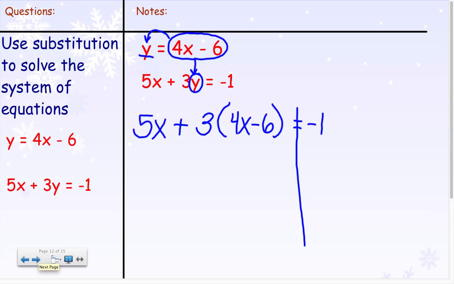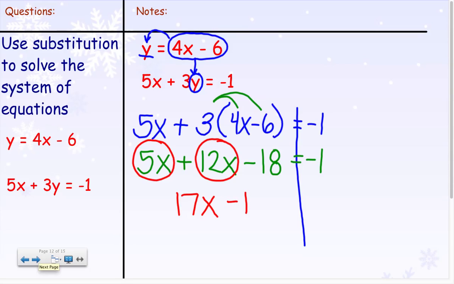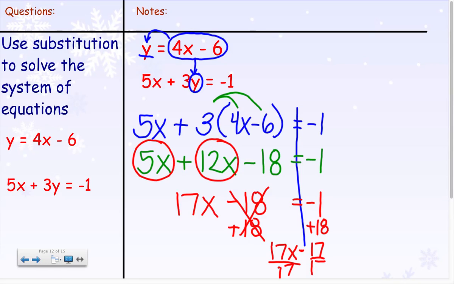This is a train tracks problem, and I have to bomb it again. So 5x plus 12x, and then 3 times negative 6 is negative 18 equals negative 1. Now I'm going to combine same side like terms. 5x and 12x make 17x. So couple in third wheel, add 18 to both sides. 17x equals 17. Break up my couple, and I'm left with 1.